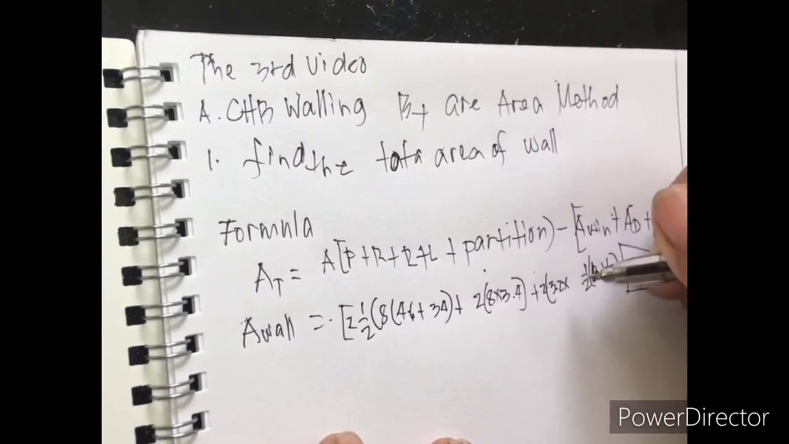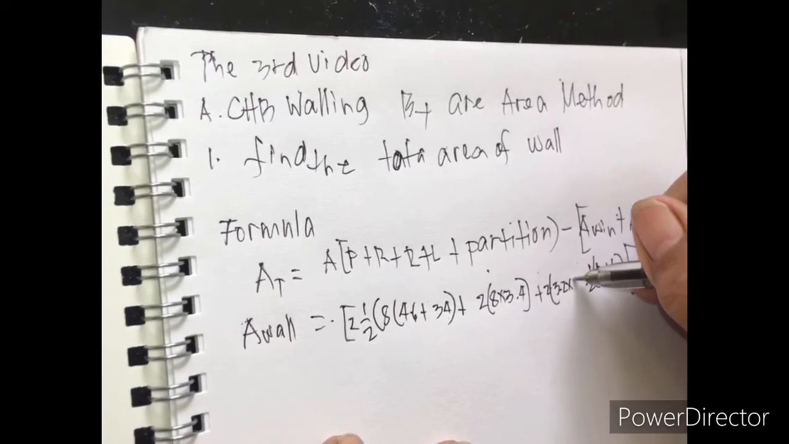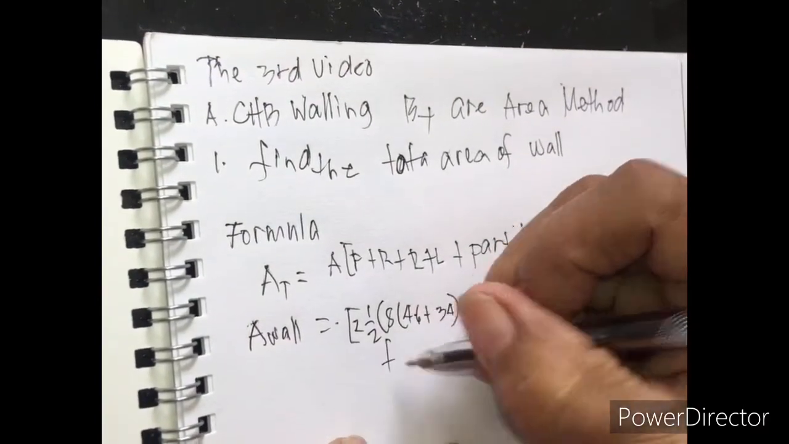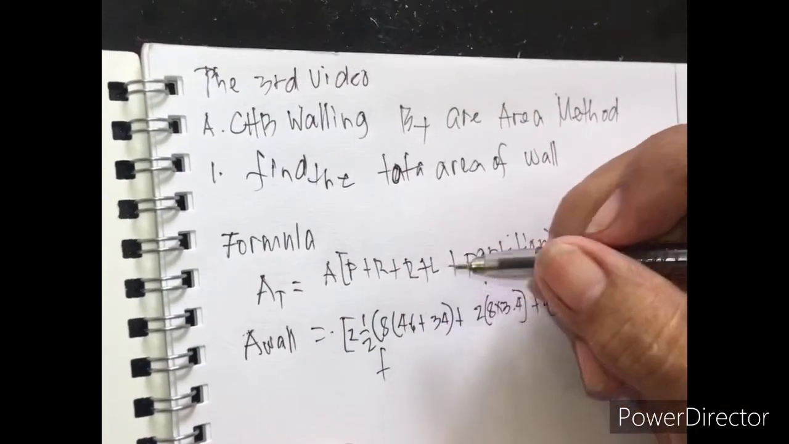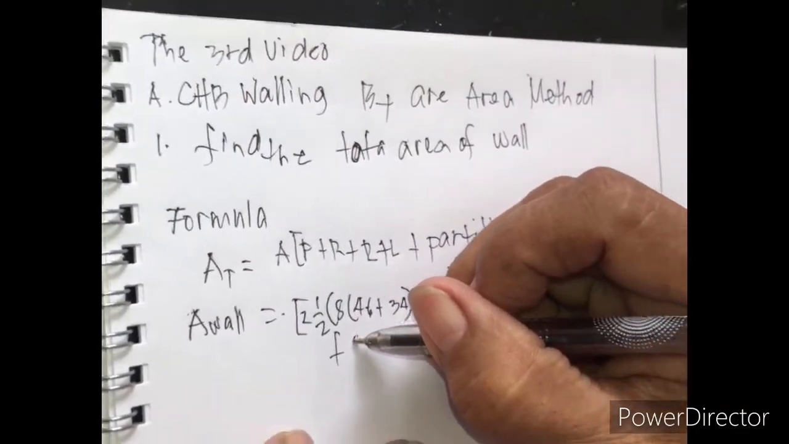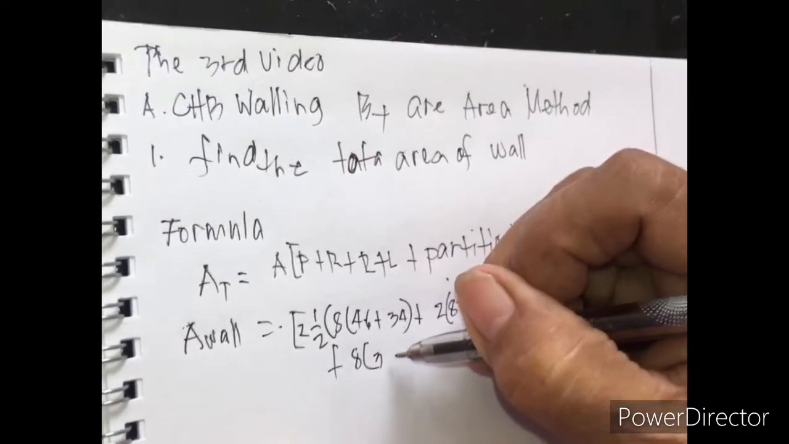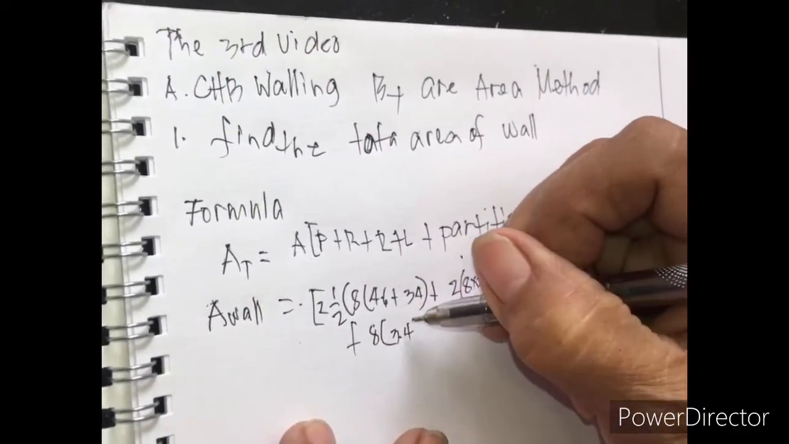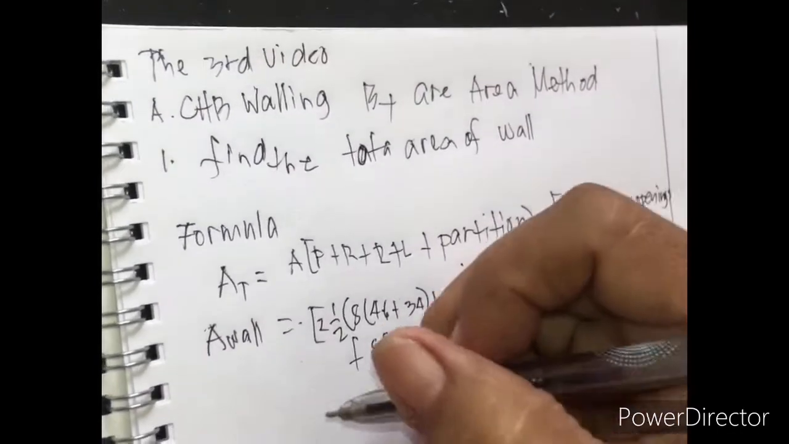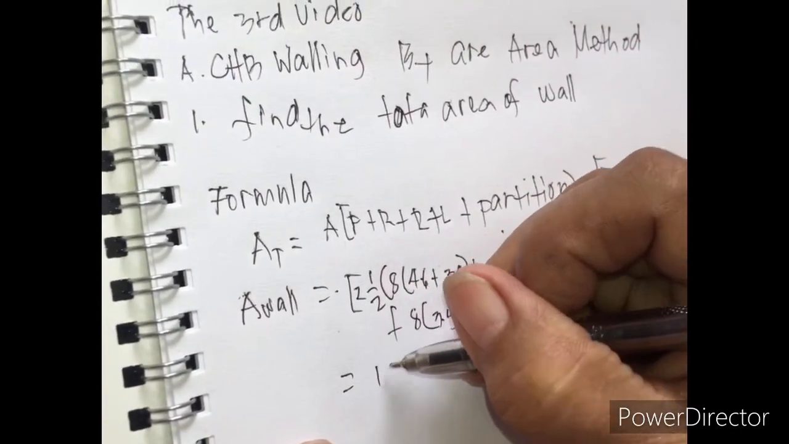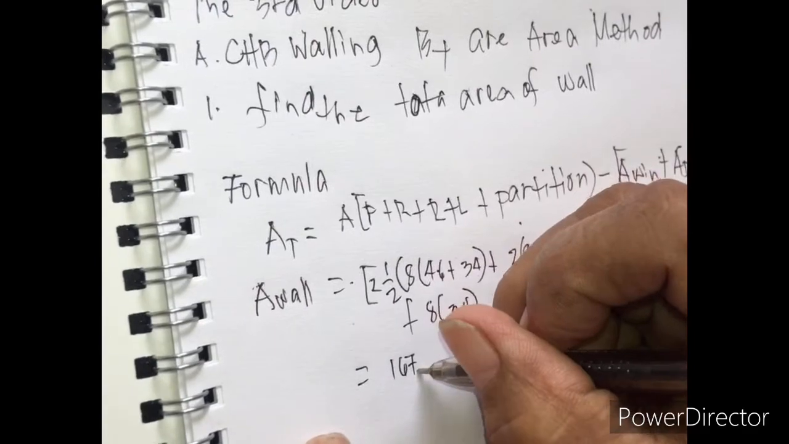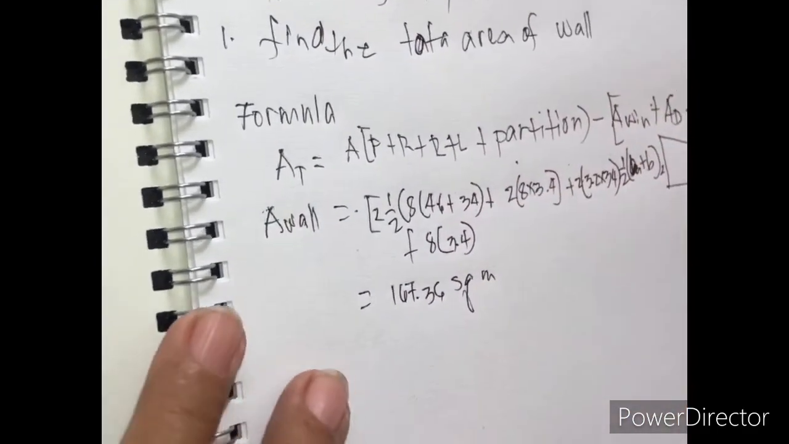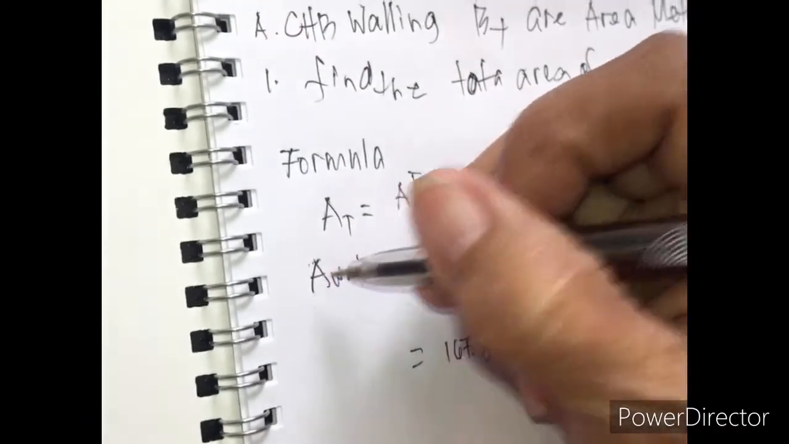3.2 times 3.4 plus the division, 8, the base is 8 times 3.4, the height. So this equals 167.40 square meter. This is now the area of the wall.